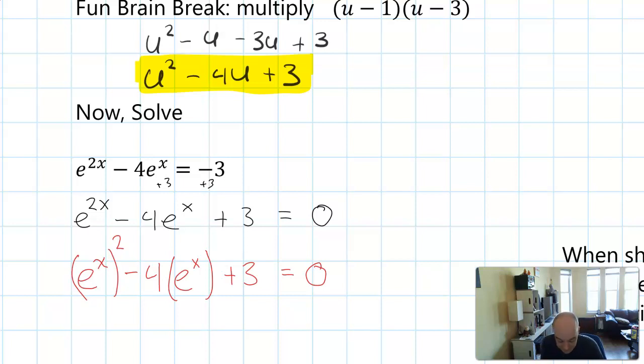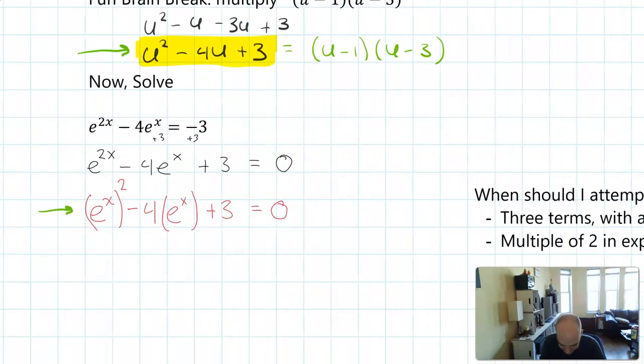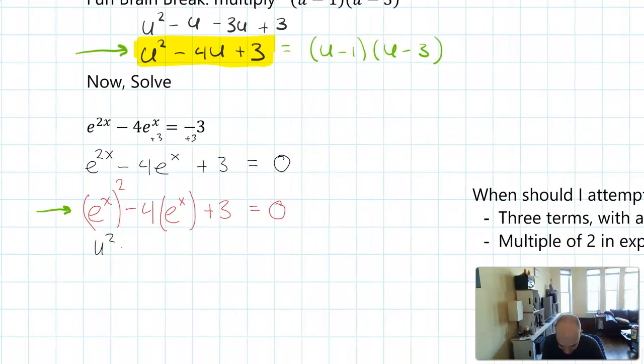But do you see that this and this are structured the same way, which means that they'll also factor the same way. So you can kind of say, hey, well, this is the same as u squared minus 4u plus 3, where u is equal to e to the x. This is called a u substitution. We've maybe used it before, but if you've never seen it, it's a really cool strategy. Just use kind of a dummy variable to simplify things.